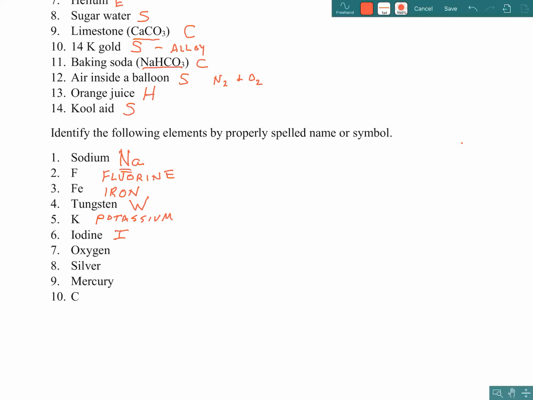Okay, number 6, the element symbol for iodine. Yeah, that's an easy one. I. Number 7, the element symbol for oxygen. 2 easy ones in a row, kiddos. O. Okay, how about 8, silver? Comes from the Latin name argentum. Symbol for silver is AG. Mercury, another tough one, 2 tough ones in a row. That comes from the Latin name Hydrargyrum, Hg. And then we'll end with an easy one. C is the element symbol for, come on kiddos. Yeah, you got it. Carbon.